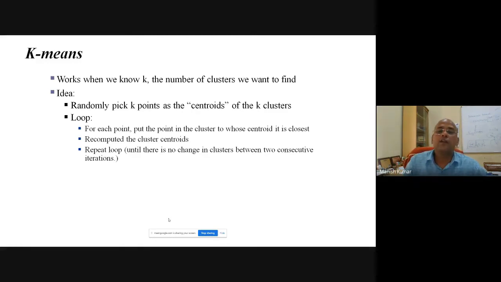For example, there are algorithms which also handle noise. In that case, the dense points give you the clusters, whereas there are some sparse points, a few points which cannot be referred to as a cluster because their number is very small. So I cannot declare them as clusters. What we do is treat them as noise.